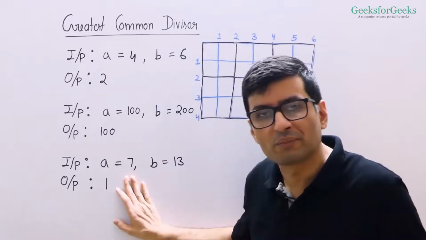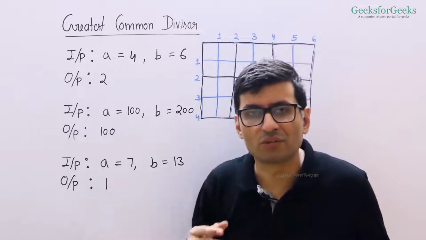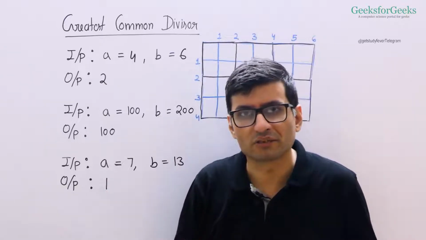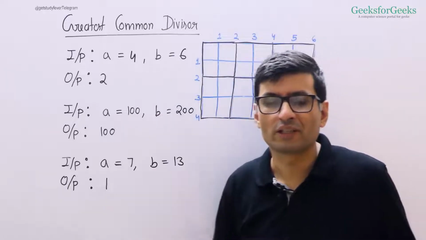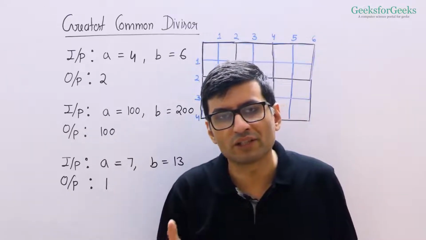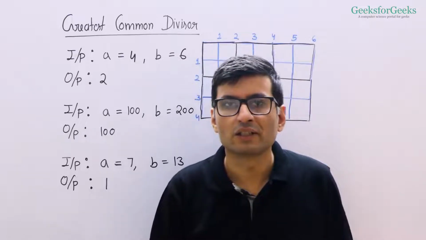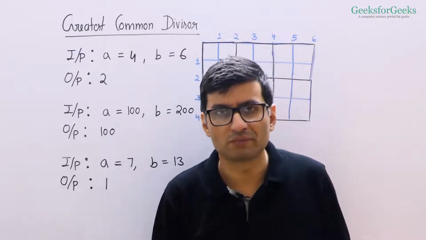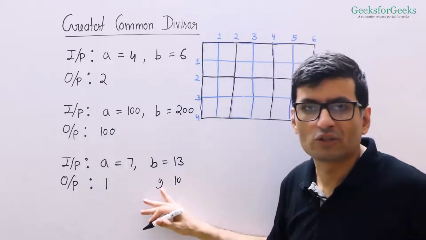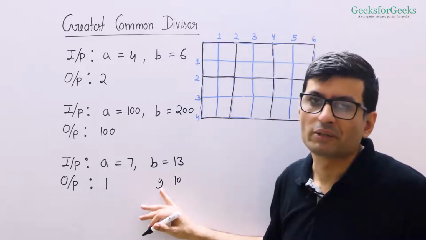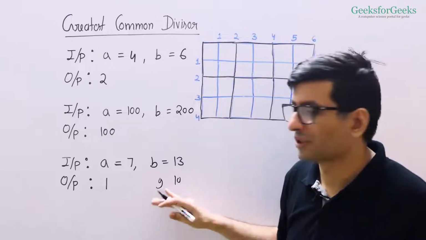Let us see this example. In this example, there is only one common divisor and that divisor is 1. So our output is 1 in this case. Please note that if two numbers do not have any common divisor except 1, then these two numbers need not be prime. For example, two numbers 9 and 10, they do not have any common divisor except 1, right? But they both are not prime, they both are composite numbers.